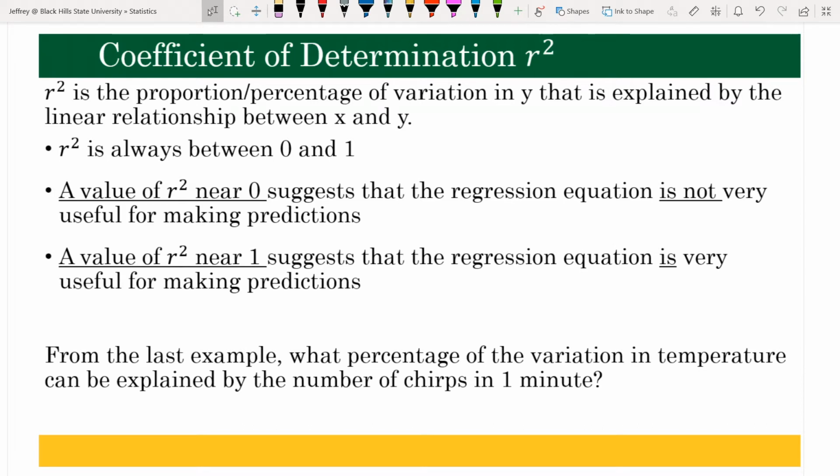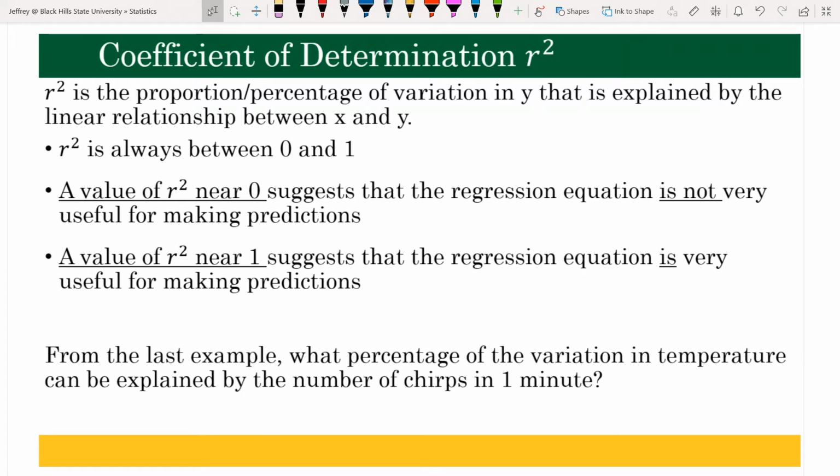So of course, if it's still close to 0, that basically suggests that the regression equation, which again we'll talk about later, is not going to be very useful for making predictions. And if r squared is close to 1, that means that our regression line, or the straight line that we're essentially assuming the points are close to, will be helpful and useful for making predictions.